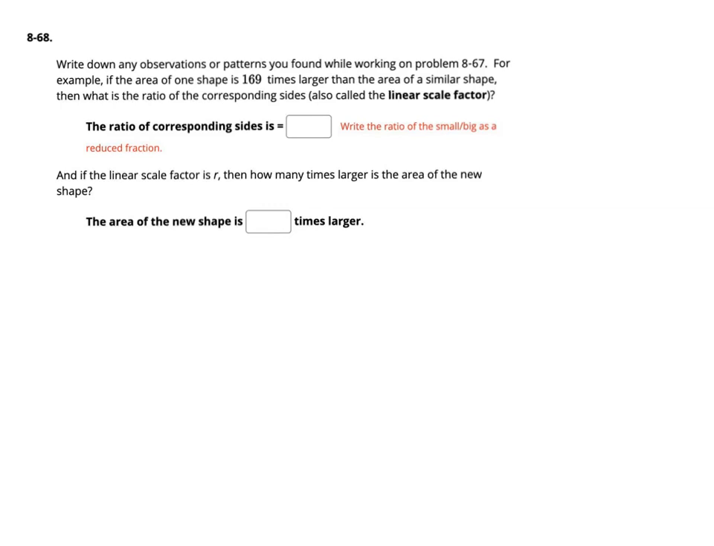Okay, in number 68, we're going to do the reverse this time. In this case, we're going to take the area of one shape and say that it is 169 times larger than the area of a similar shape. So in this case, I'm given the area ratio. Since it's 169 times the area, the ratio would be 1 over 169. What it's asking me for is to find the ratio of the corresponding sides. That is the linear ratio.